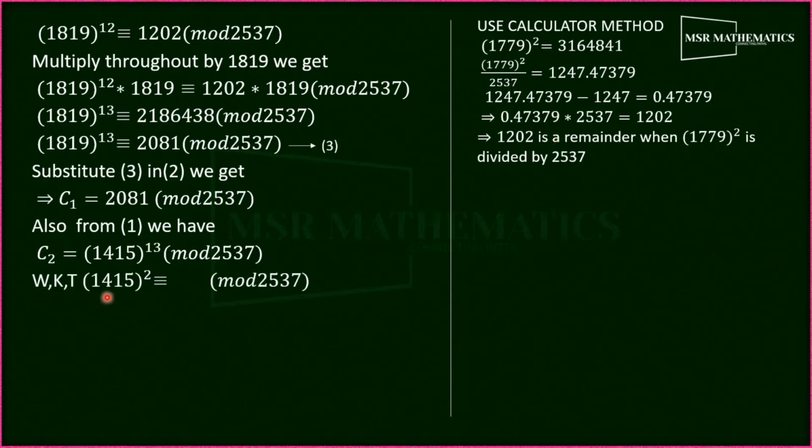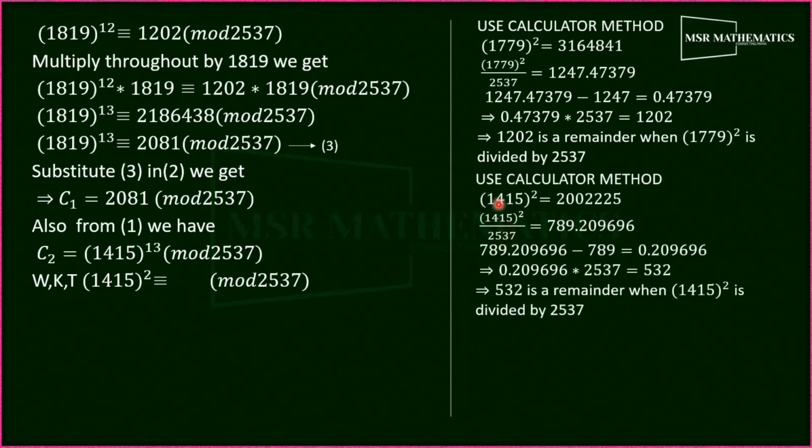First we have to take, here we know that 1415 square is congruent to some value under modulo 2537. So that we have to find the remainder value first. Here using calculator method we get here 1415 square is 2002225. So next step you have to divide this value by 2537. We get a value as 789.209696. Next we have to subtract this value by the starting values up to the point value. Here we have to subtract this value by 789. We get a value as 0.209696.